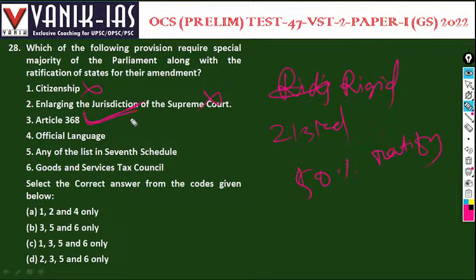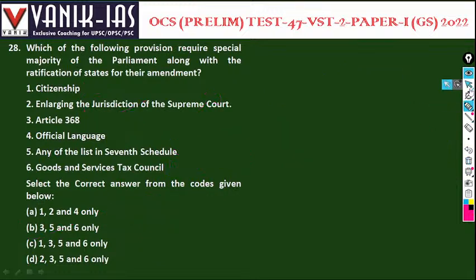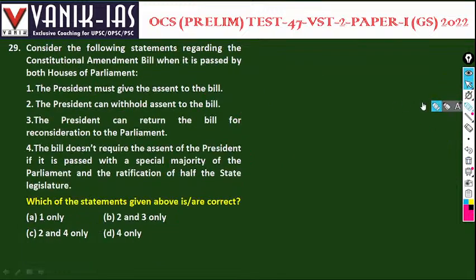Article 368 itself, the amendment procedure, that's a rigid provision. Official language is not a rigid provision. The 7th schedule is, because in the 7th schedule we have the state list, concurrent list and union list, and the states' interest is highly affected. Goods and services tax counts, yes, because we know that GST is passed by all the states. Even in the GST Council there are states. So 3, 4, 6 are the answers. B is the answer. Rigid provisions need to be ratified by the states because their interest is affected.